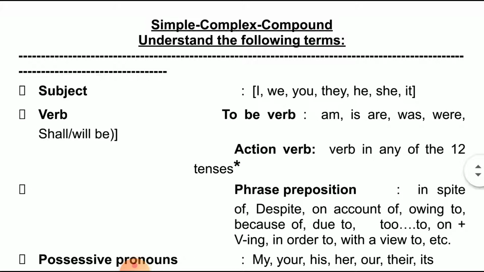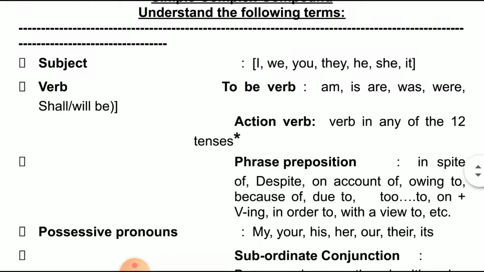The simple sentence structure is subject, verb, and object. And I am sure you all know what a subject is. Subject can be the name of any person, or it can be first person, second person, third person. I and we are first person singular and first person plural. You is second person singular or plural. The person about whom we are talking is called the third person. They is third person plural, and he, she, it are third person singular.